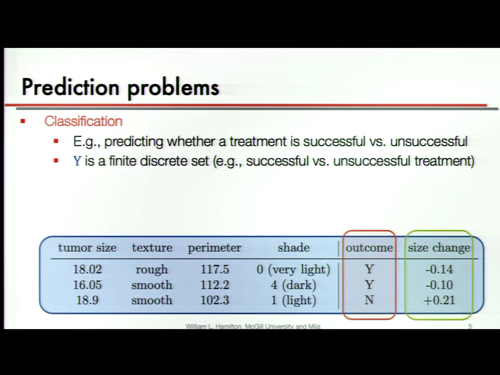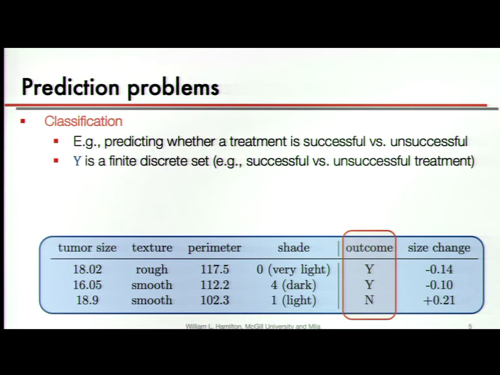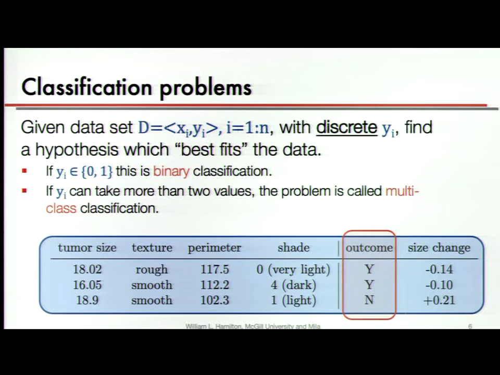So in previous lectures, we talked about supervised learning. We talked about the difference between classification and regression. Previously we were talking about linear regression, where the goal is that we want to take some input features and make a prediction about some numeric target, say the change in size for a tumor.